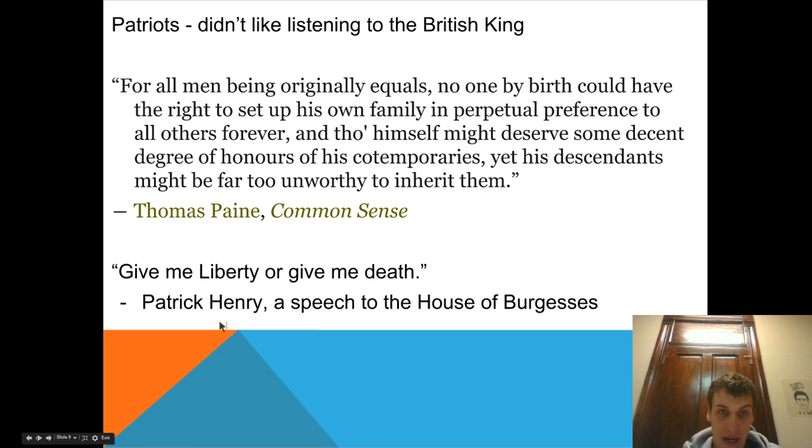You've also got Patrick Henry, very famous guy, says, "Give me liberty or give me death." So he's saying either we get freedom, we get to make our own laws, or I'm going to die. So I'm willing to fight for my freedom.